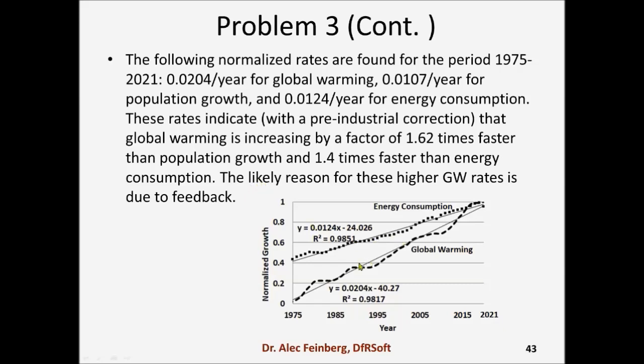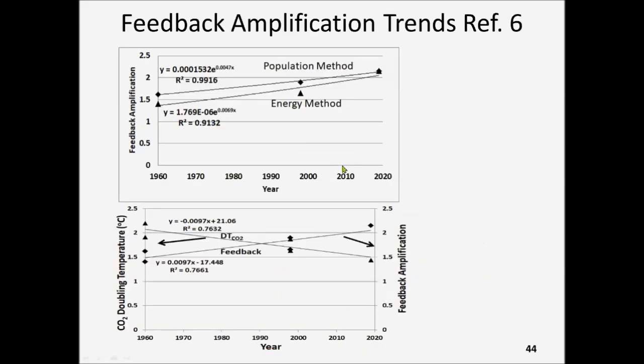Now, why aren't these slopes equal? You say, well, if energy consumption is causing global warming or population growth, why aren't they related? So the likely reason for that is feedback. So we get a feeling for what these feedback numbers are doing, this 1.6 and 1.4. So here is our estimate, the 1.6 and the 1.4 number, and some of the energy methods here.